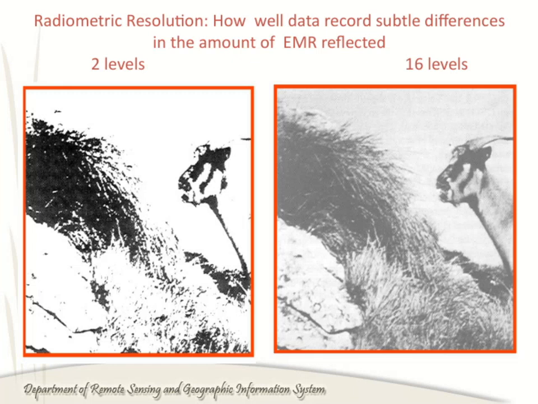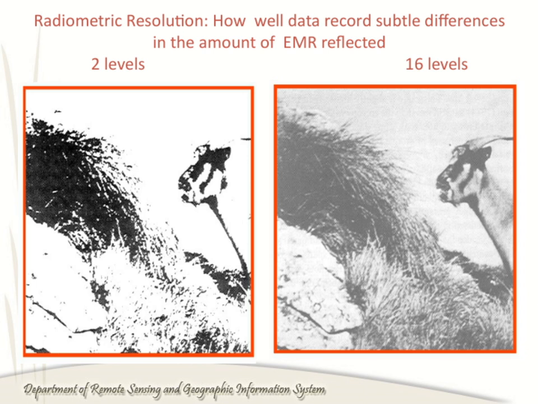Let's talk about radiometric resolution. This refers to how well our data can record subtle differences in the amount of electromagnetic radiation, or EMR, that is reflected back from the surface. Essentially, it determines how finely we can distinguish variations in reflectance. For example, a sensor with 2 levels of radiometric resolution can only tell if the reflected EMR is high or low, which is quite limited.